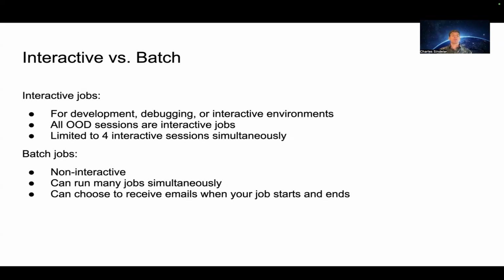The second kind of job is a batch job, and these jobs are not interactive, meaning that you can't really change the way they're running once they've started. However, they are much more powerful in the sense that you can run many batch jobs simultaneously. Each batch job can use a lot of resources on its own and can run for many days. And because you can't interact with them, it's convenient to be able to be alerted to when they start or end. And so for that reason, there are options to send emails to you to let you know about that.